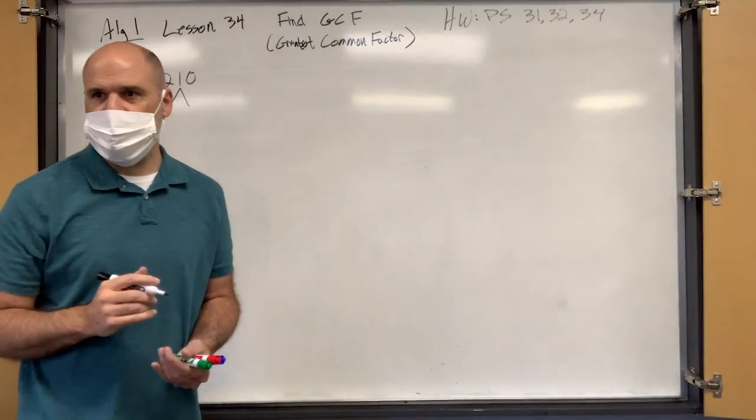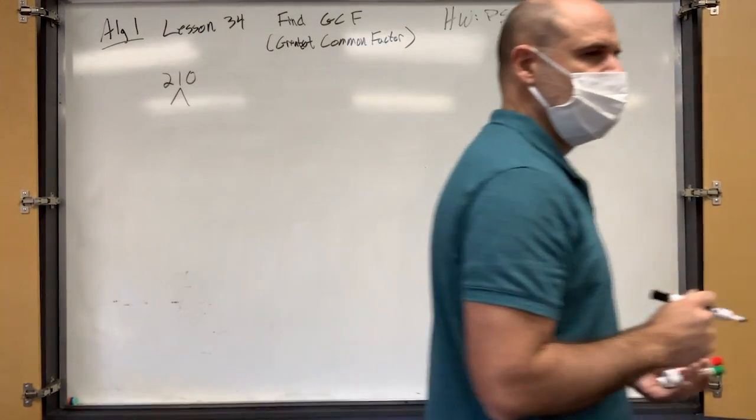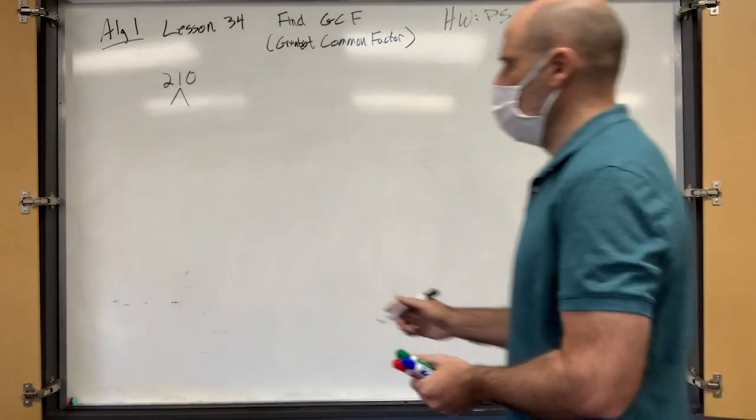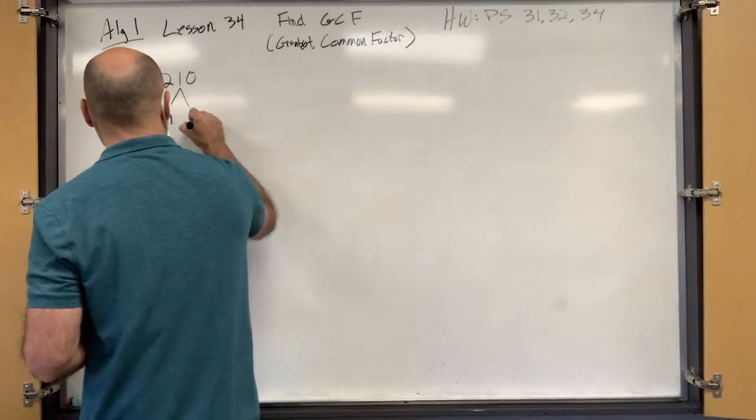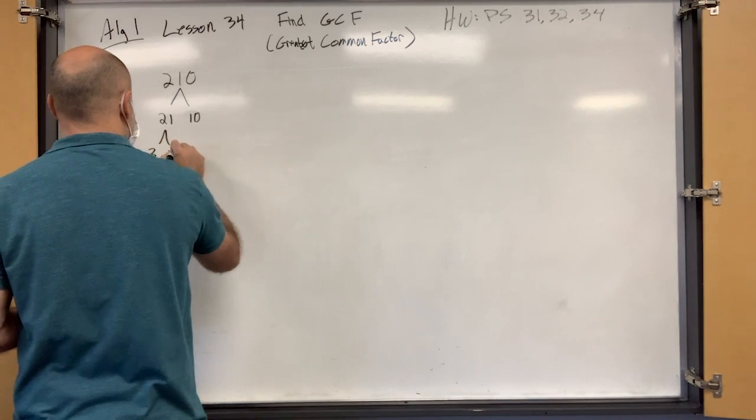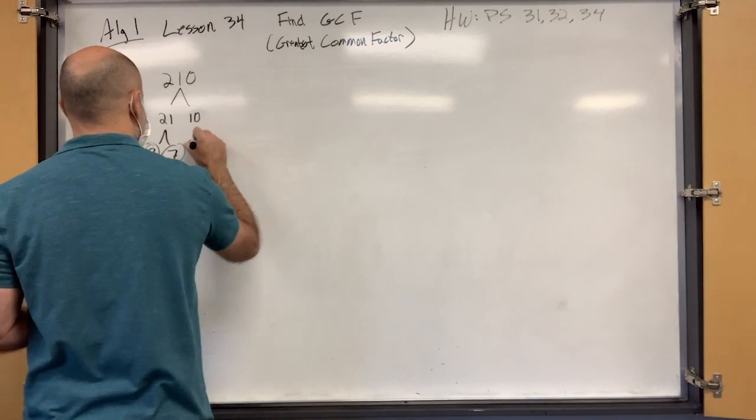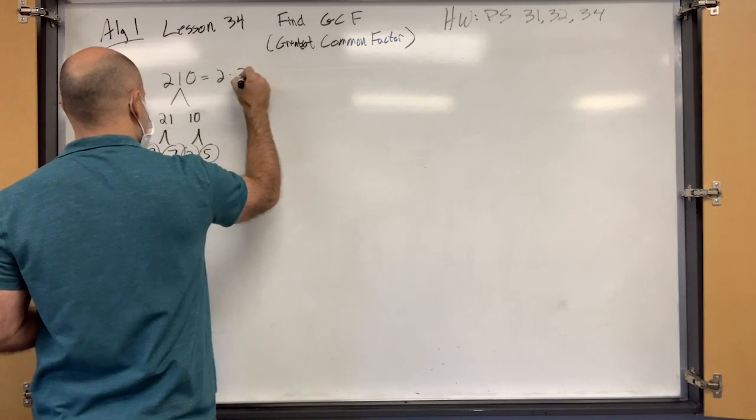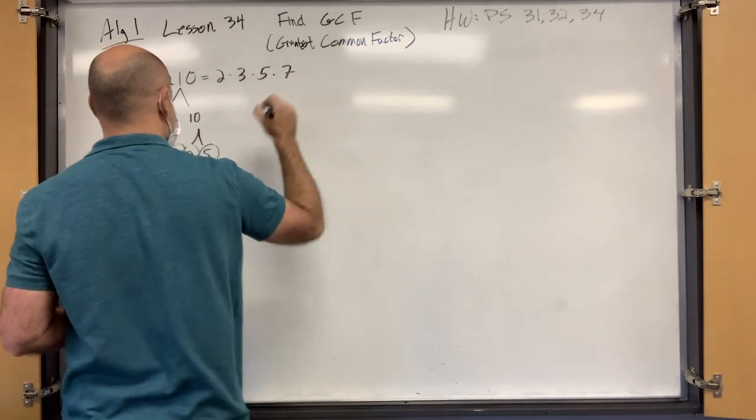What'd you get? Can you do it in your head? All right, what is it? 2 times 10, 3 times 7, 2 times 5. All right, so 2 times 3 times 5 times 7. All right, let's see if I get that. 21 times 10, 3 times 7, 2 times 5. Nice. So this is just 2 times 3 times 5 times 7.